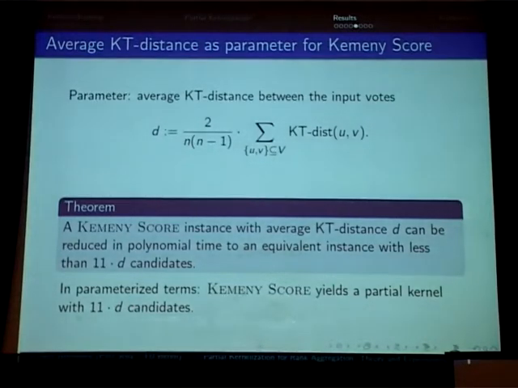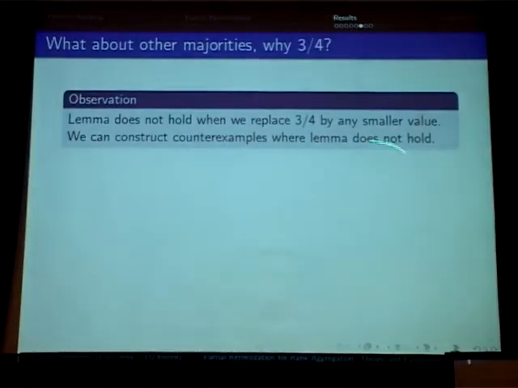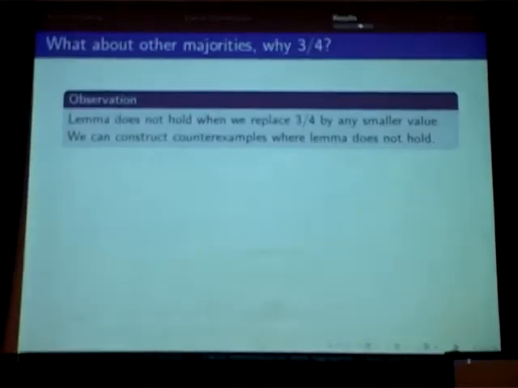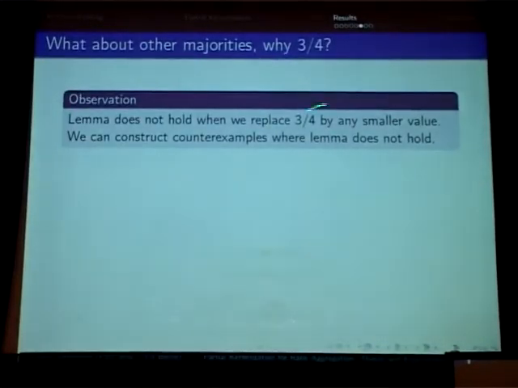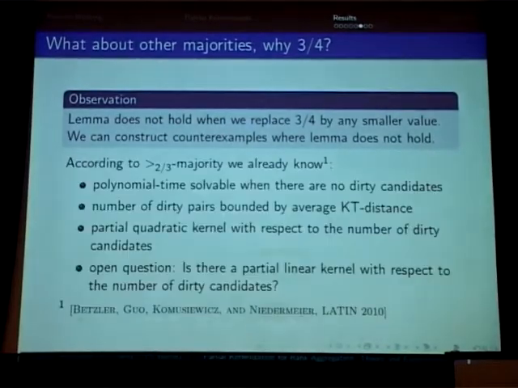Maybe someone here in the room was wondering why we used 3/4. It sounds a little bit arbitrary, but we could also show that this lemma I introduced before does not hold if we replace 3/4 by any smaller value. And this is done by constructing special counterexamples where you can see that the lemma does not hold. Okay, but what about other majorities?